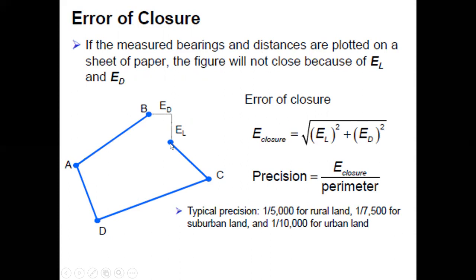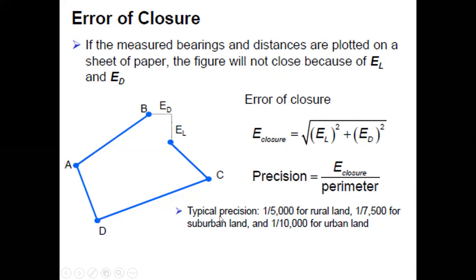Error of closure represents this line segment from this point up to this point. Obviously this is a right triangle, so we can use the Pythagorean formula. Now to compute the precision, we have the formula. This is equivalent to the value of the error of closure over the perimeter.